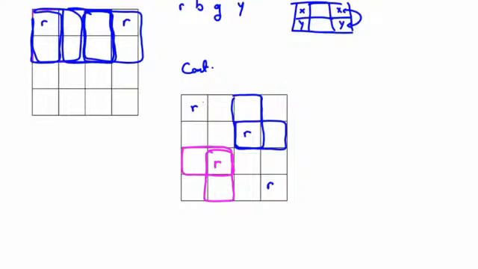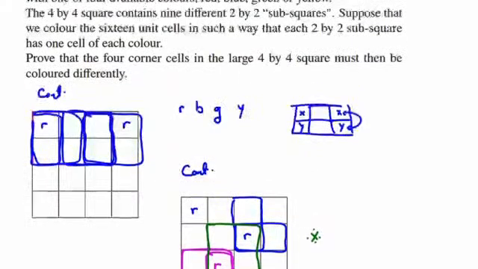But now, what is the problem if we consider this 2 by 2? We have two R's and that's a contradiction. So we proved that adjacent corners and opposite corners shouldn't be equal. So we proved that the four corner cells in the large 4 by 4 square must be colored differently.